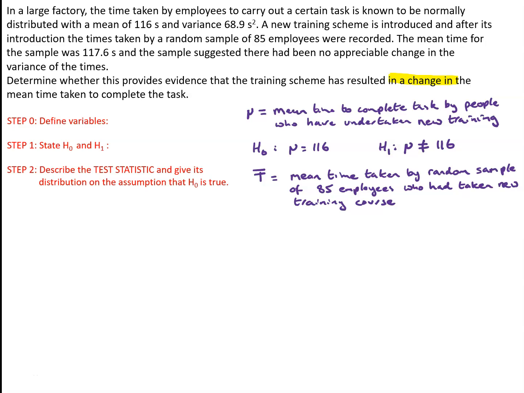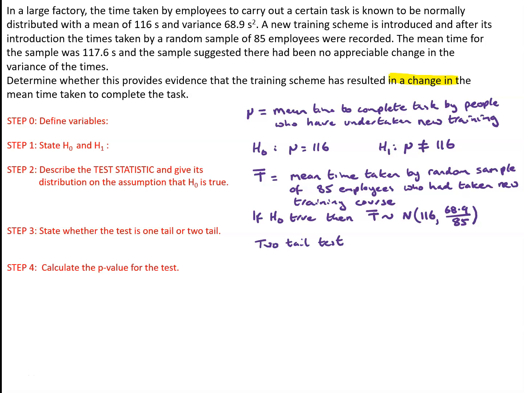If the null hypothesis is true, then we can say that t bar is going to be normally distributed with a mean of 116 and a variance of 68.9 divided by 85. Now in this case we want to accept the alternative hypothesis if the value of t bar is either much more than 116 or much less than 116. In other words, we have certainly got a two-tailed test. We must now calculate the p-value for the test.